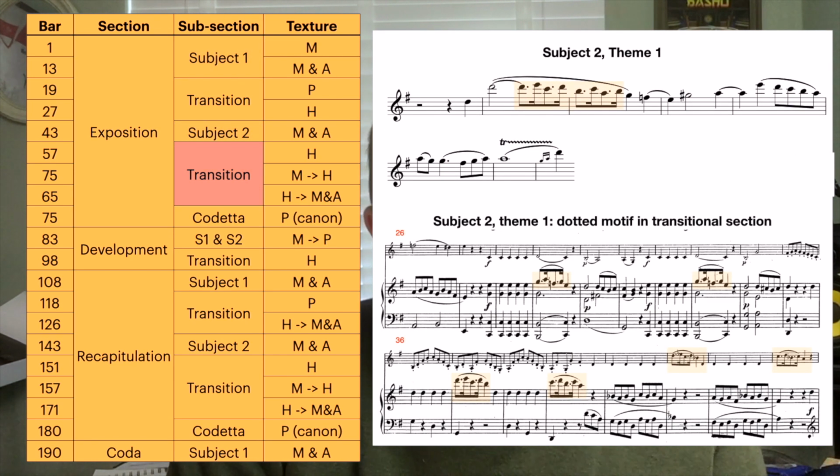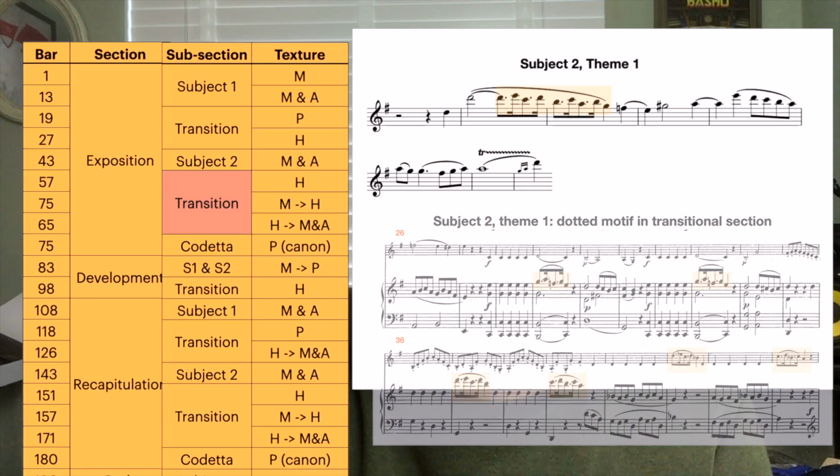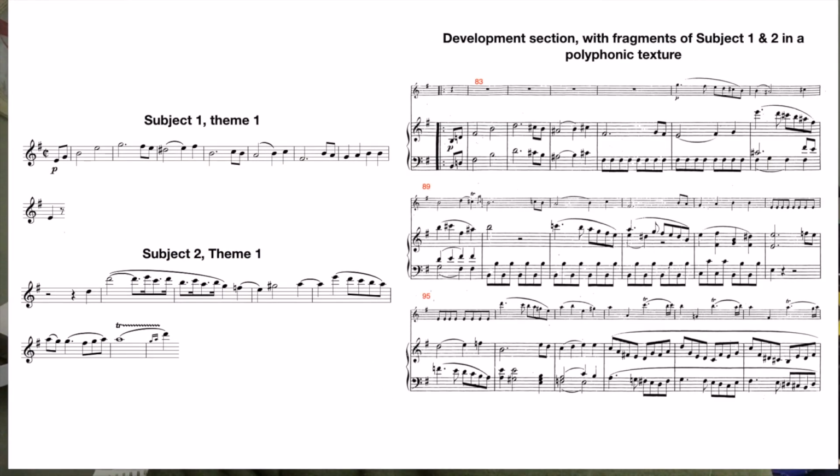In the transitional sections of the exposition and recapitulation, we can extract several iterations of the dotted rhythm fragmented from the theme. In the development section, Mozart uses larger fragments of the themes, placing them in counterpoint. The use of the first theme per subject is clear, as it appears first in full form.